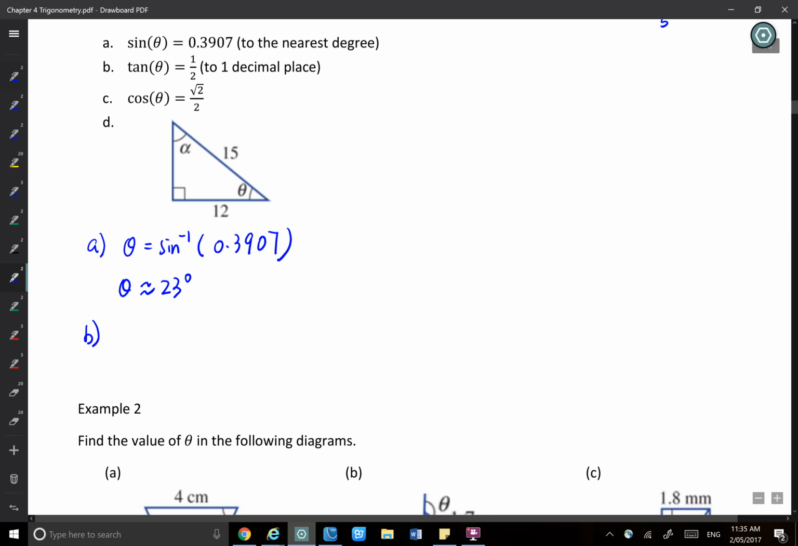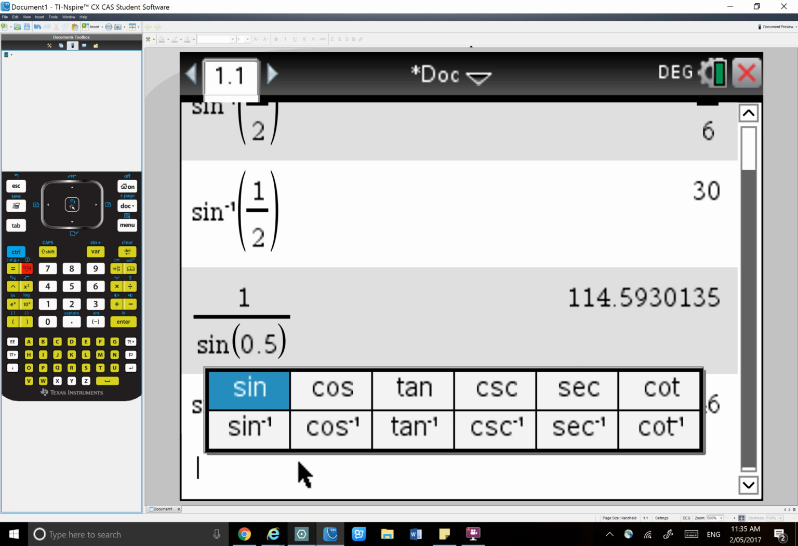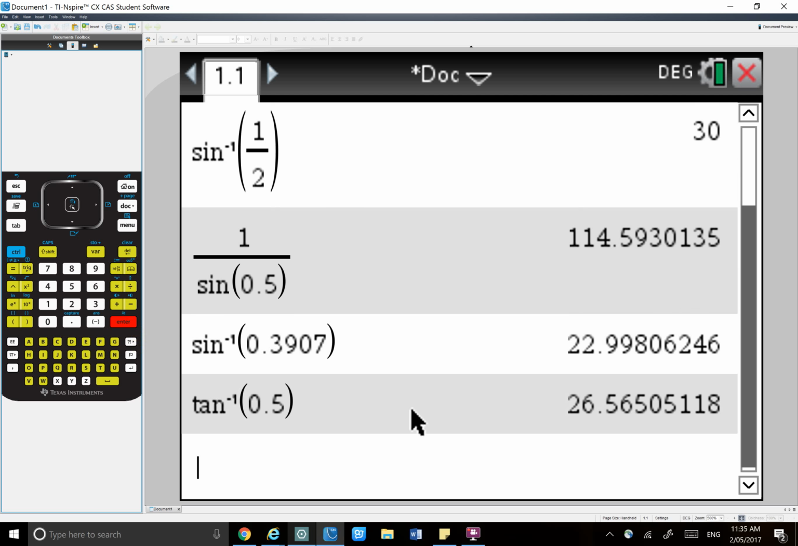B, tangent theta equals a half. Theta equals tangent inverse a half. So tangent inverse is here, and 0.5, half, enter. 26.565 degrees. I want to correct to 1 decimal place. That's 26.6.